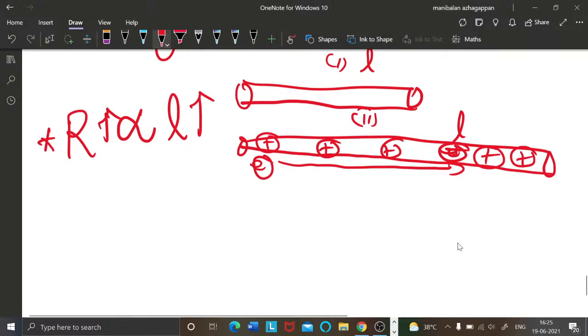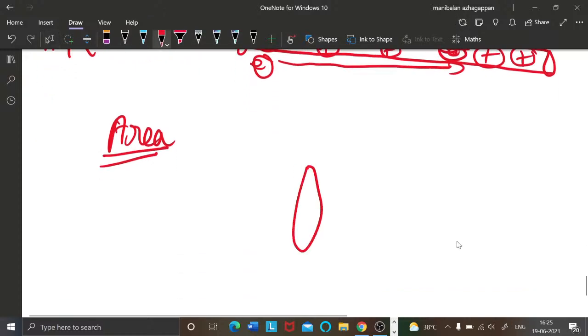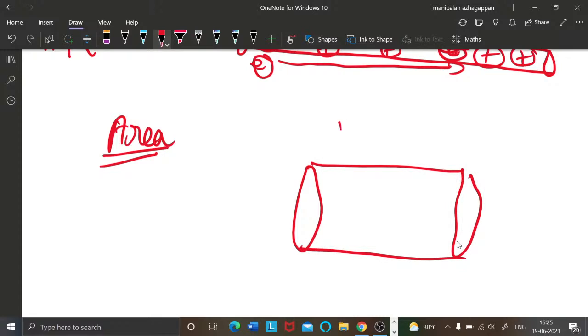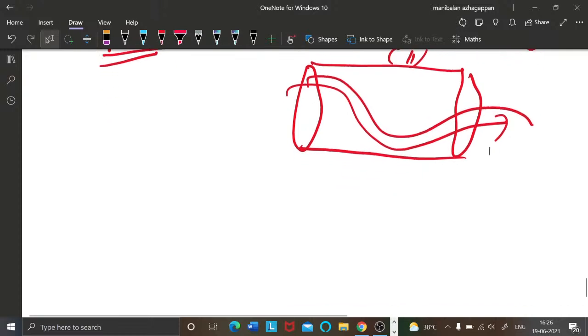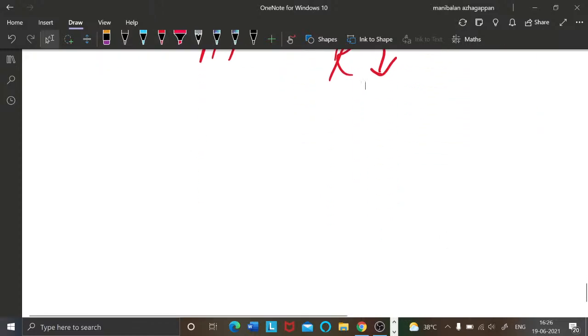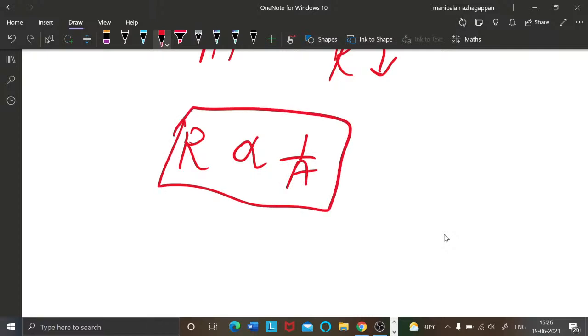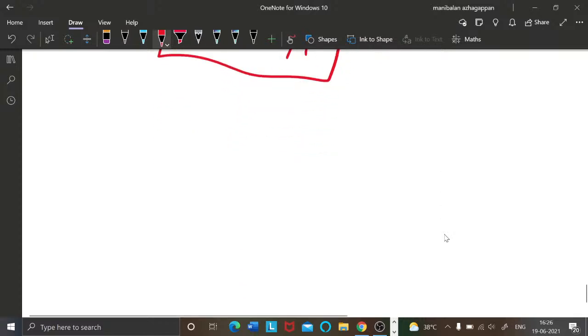The next one is area: how does area affect the resistance? Think of a broad road and a thin road. When a car moves from one end to another, in the first case the length is more, so it is difficult. In the second case the area is more, so it can easily come through. When the area is increased, resistance decreases, so we have inverse proportionality. Resistance is inversely proportional to area, while resistance is directly proportional to length.